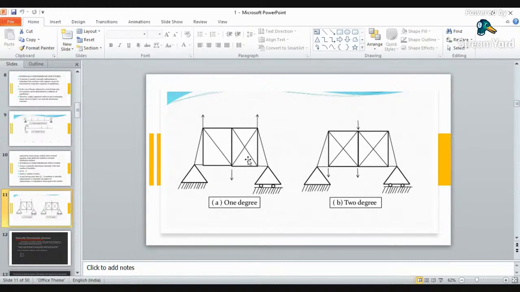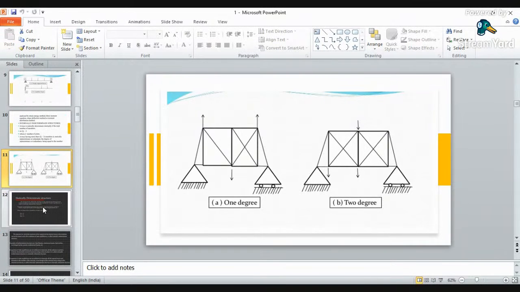Now here, see, unknowns are 4 and we have 3 basic equations. So here it is a stable but indeterminate structure. Again, it is a stable but indeterminate structure.